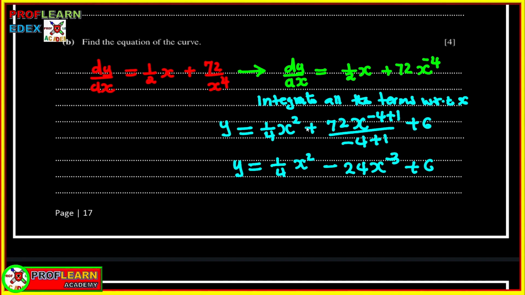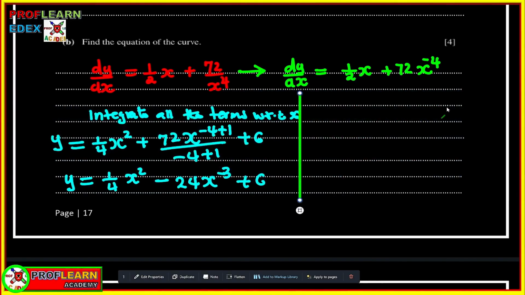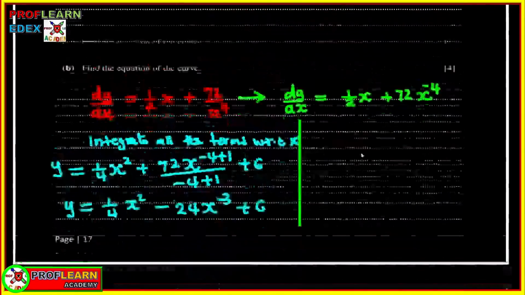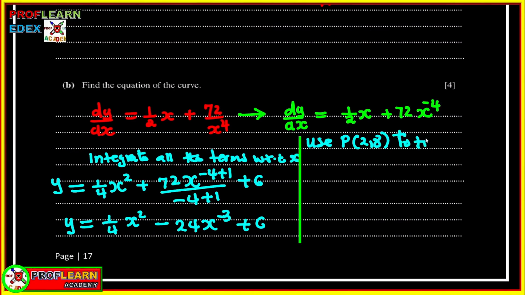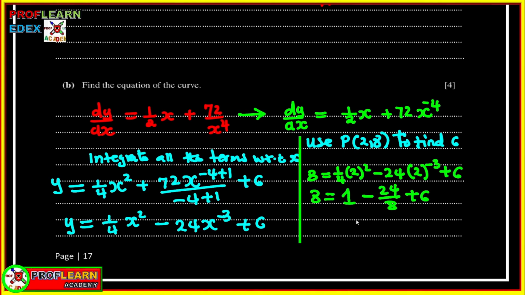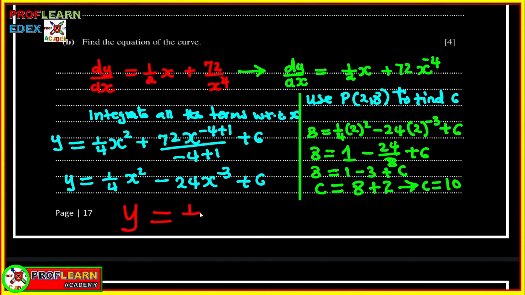To find c, we're going to use the point that was given. Let me move this. We're going to substitute this point there in order to find the value of c. Now substituting everything and simplifying carefully, the value of c actually becomes 10, and then we can now write the equation of the curve like that.